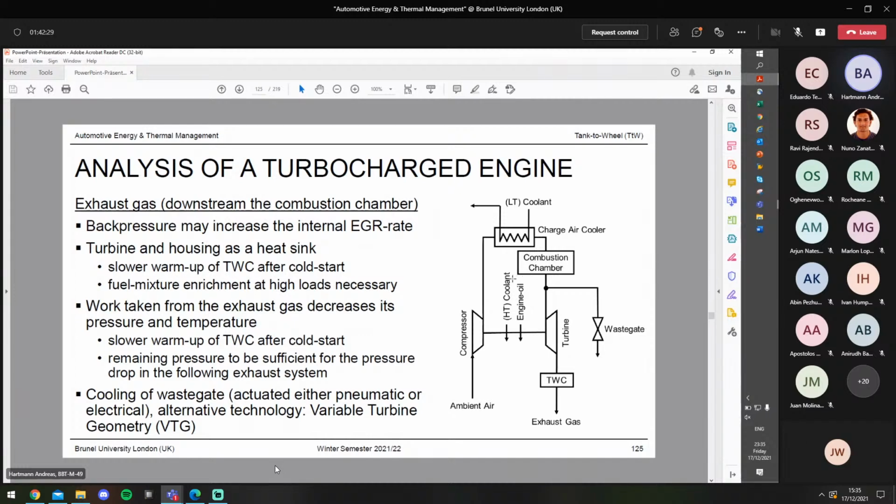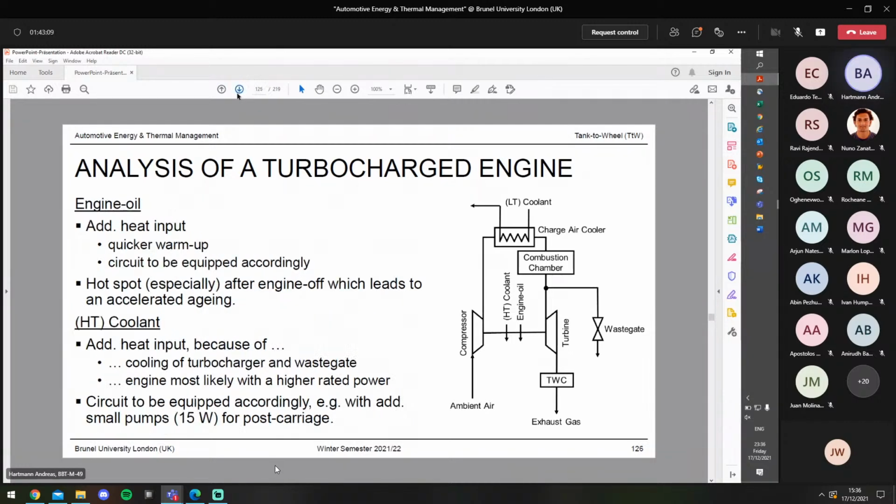On the other hand, you also use the engine oil to take care of the lubrication of the shaft between the turbine and the compressor, and not only the lubrication, but also the engine oil takes care of a certain amount of cooling of the turbocharger. And then most likely nowadays the charge air cooler, the charge air is also cooled by a liquid, by the so-called LT liquid, the low temperature liquid. Okay, very good.